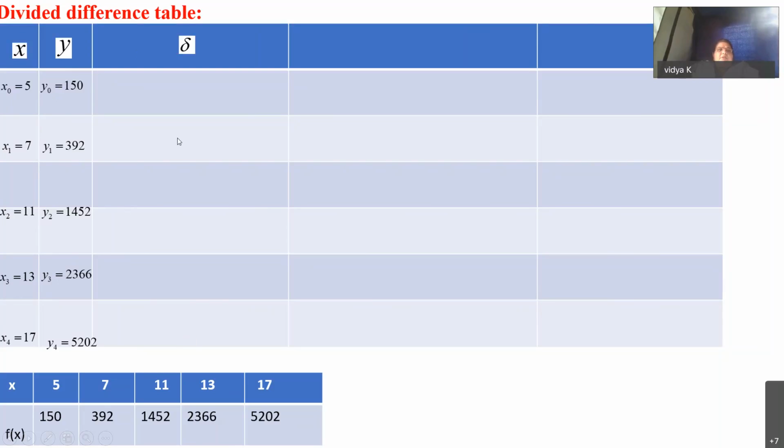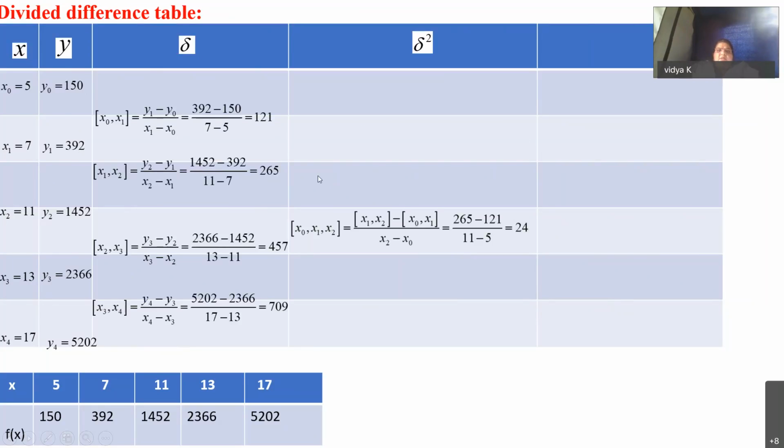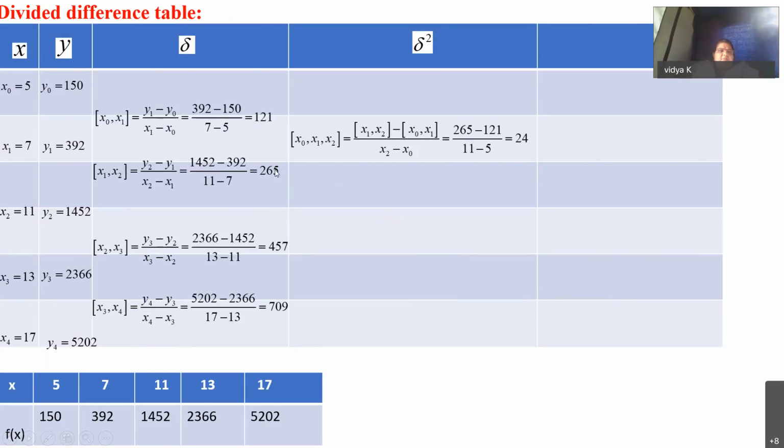Therefore, now you do the first order difference. What you do: this minus this by this minus this. Next is this minus this by this minus this. Next is this minus this by this minus this. Like that you complete the first order. Second order is this minus this by, skipping one value, 11 minus 5. That is what I wrote here. Next this minus this by, skipping one value, 13 minus 7.